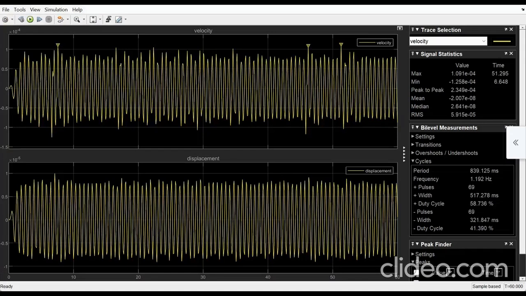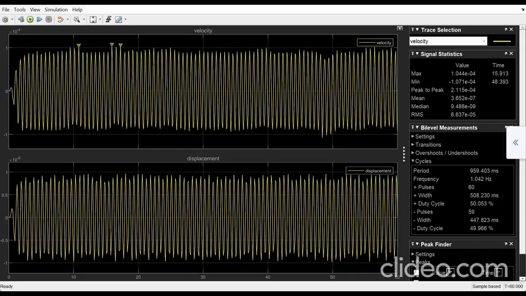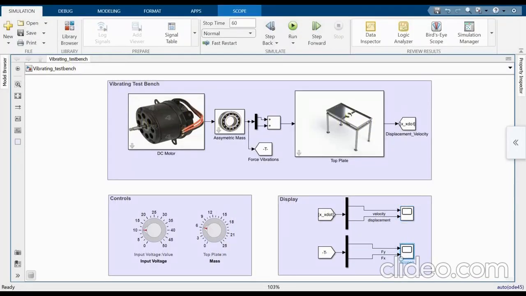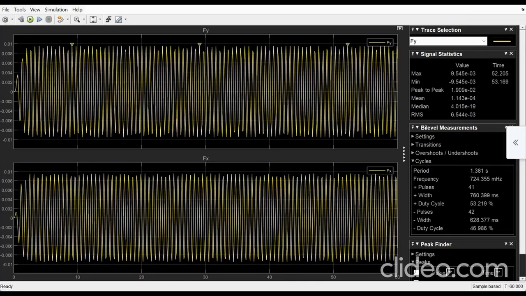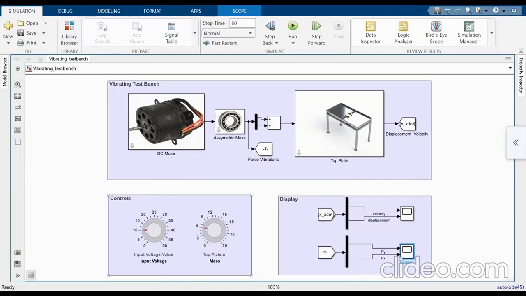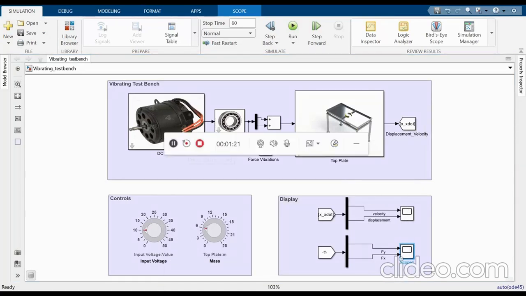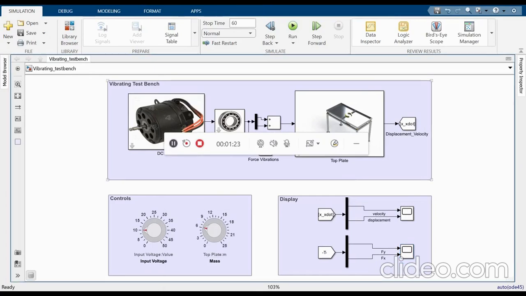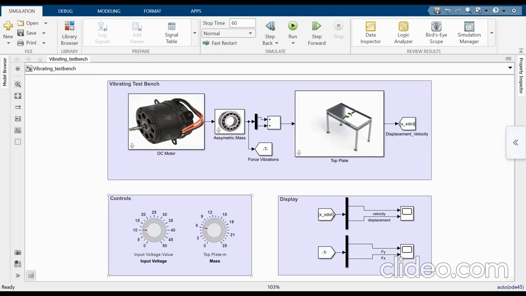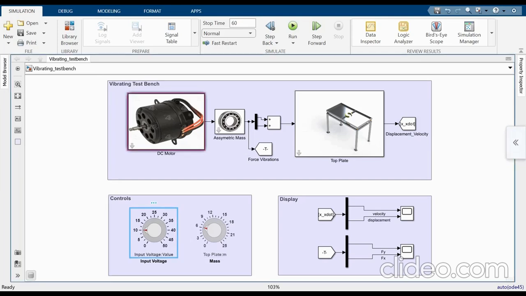Next, moving on, we scaled the mass to become 4, and keeping the voltage constant, we ran the simulation and observed the velocity and the displacement of the system. Seeing the velocity and the displacement of the system, the RMS value and the frequency were also observed and saved. The amplitude of force vibration was also observed, the RMS value and the frequency being saved.